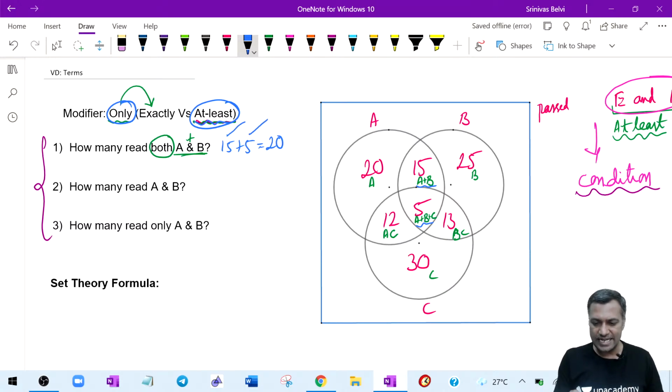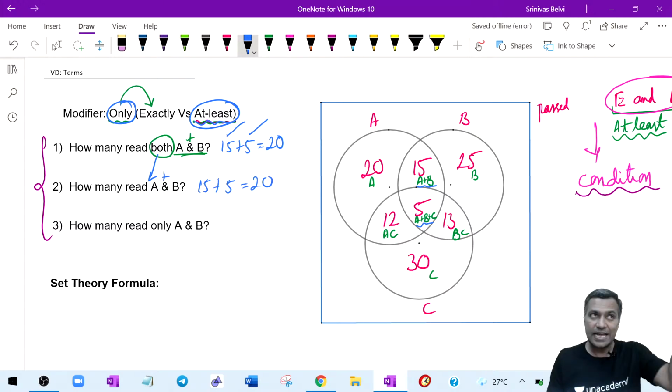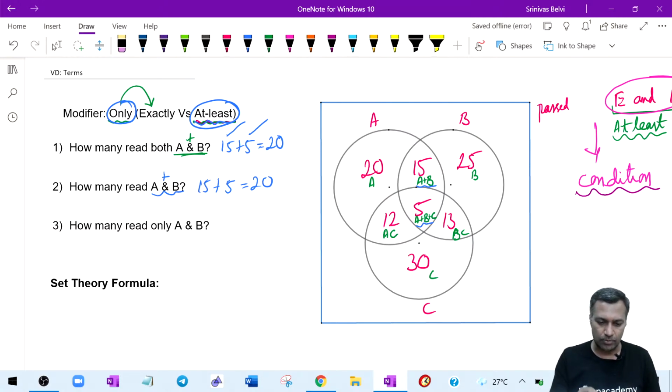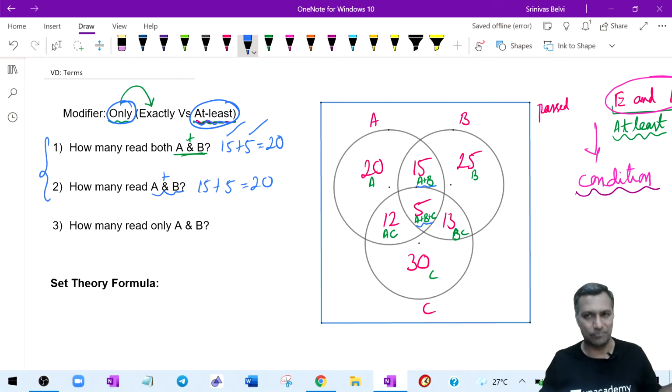Now, next one. How many read A and B, where both is not there? It will not make any difference to my question. Still, I look for the same two things. It becomes 15 plus 5, which is equal to 20. Why? This is A plus B. Only A is there, don't add. Only B is there, which means this 20, it is only B, don't consider, because I'm asking for two things here. A and B, and means what? Two things. This and that. It is not one thing. So similarly, 25 will not be considered. This 15 will be considered, and this 5 is also considered, because I already said that both is only trying to condition the reader's mind. Other than that, it is not doing any job there. Therefore, the answer to question number 1 and question number 2 remains the same.